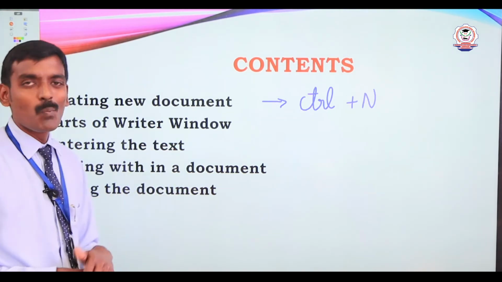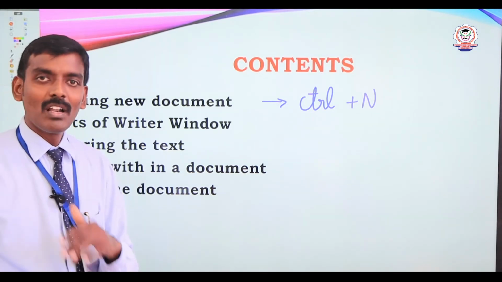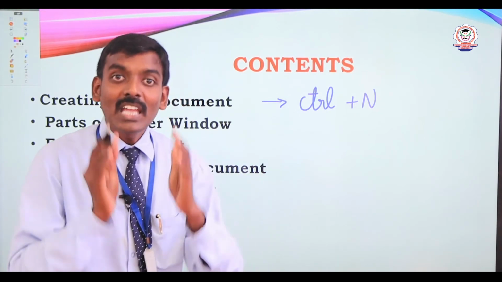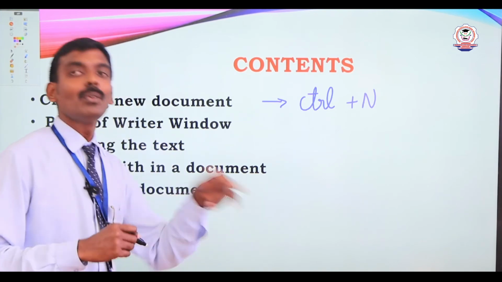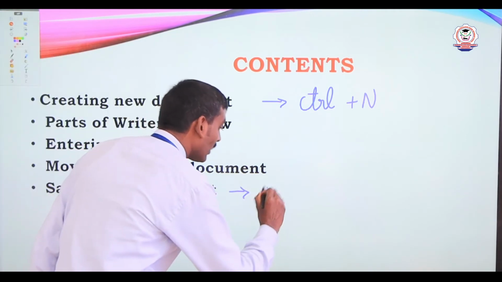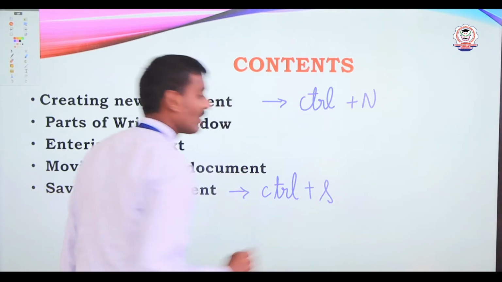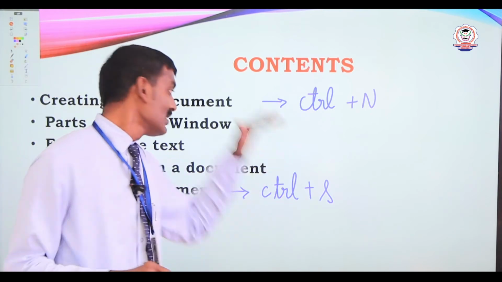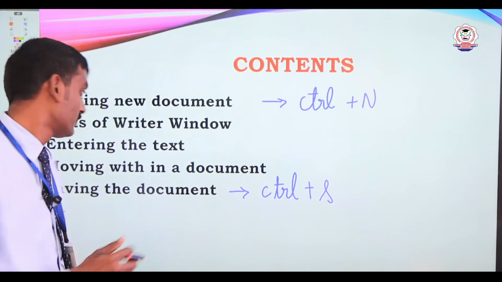And saving the document. What is the purpose of saving a document? It's very simple: we want to save a document, then only it can be referred to in future. What is the shortcut to save a document? That is Control plus S, or you can use the File menu and click the Save option. These are the concepts discussed now practically.